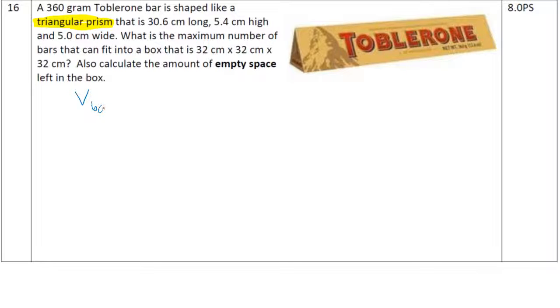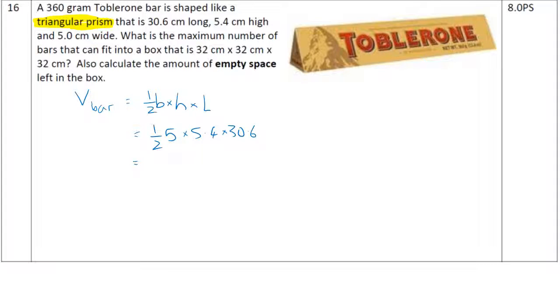So the volume of the bar: it's a triangular prism, which means it's going to be the area of the end, so half of the base times the height, because it's a triangle, multiplied by the length of the bar. So I've got to put those values in and calculate the volume of each bar. It's a good place to start. So I'm going to do half of 5 wide times 5.4, and it's 30.6 long.